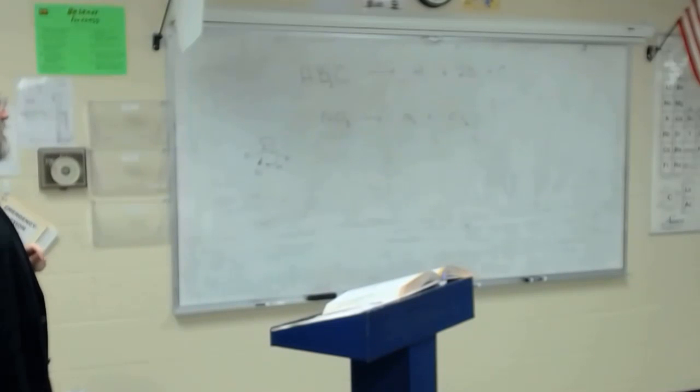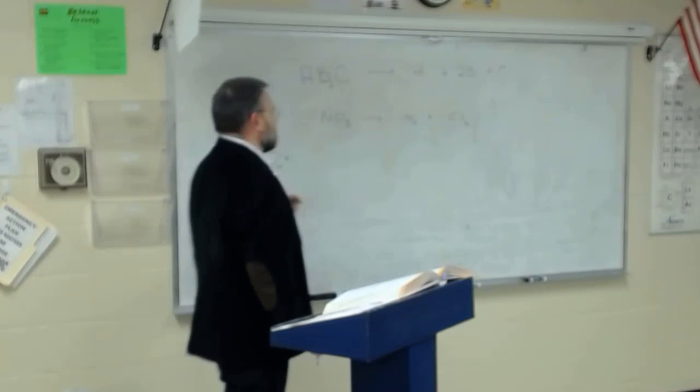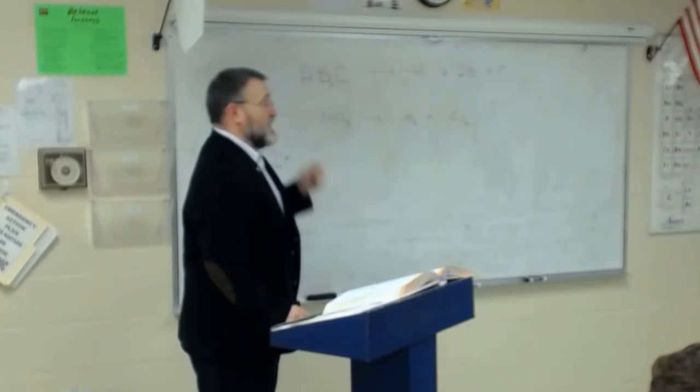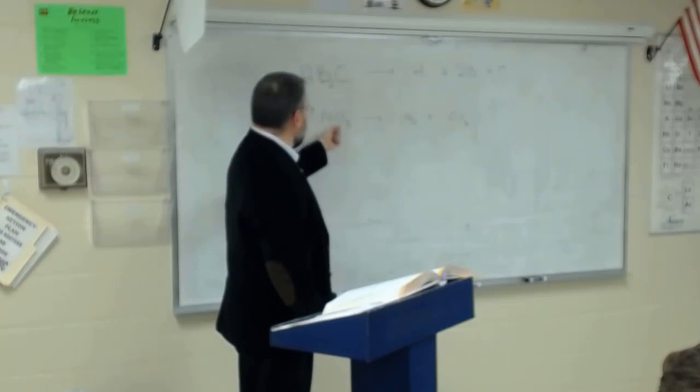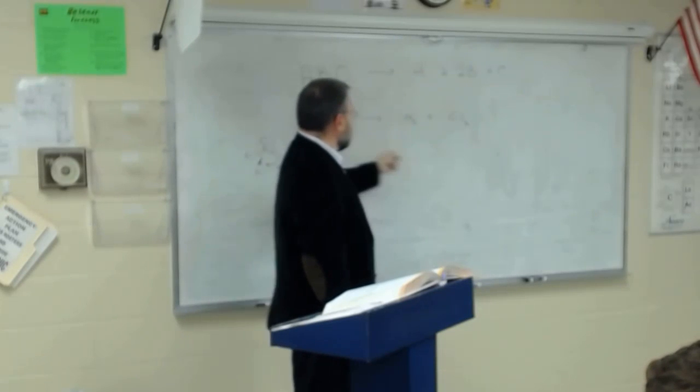Good. Are there homonuclear diatomics? Yes. Indicate that. Second, is it balanced? No. 1 nitrogen, 2 nitrogen. 3 chlorine, 2 chlorine. It's not balanced, so now we need to balance it.